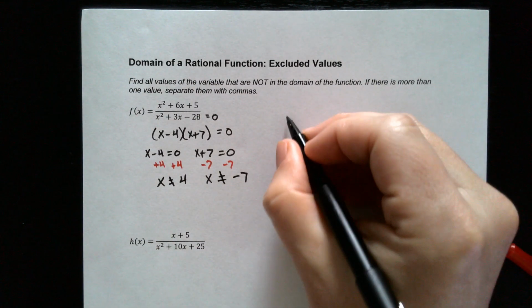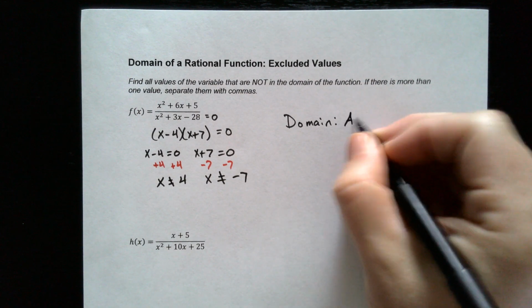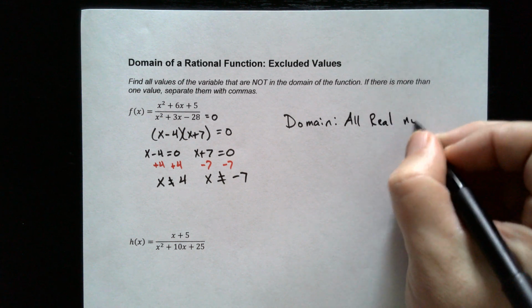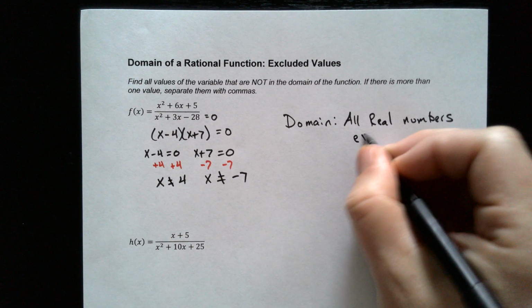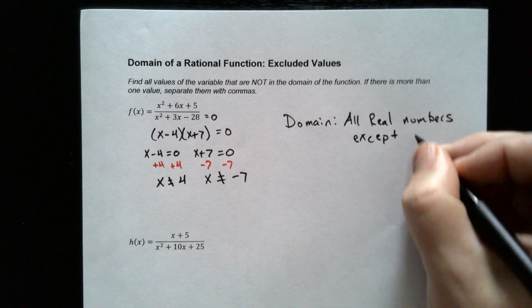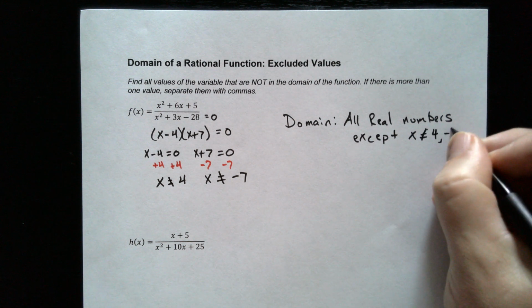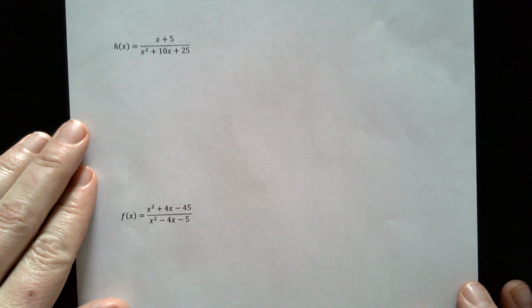So your domain is all real numbers except x cannot be equal to 4 and negative 7. Okay, let's take a look at the next problem.